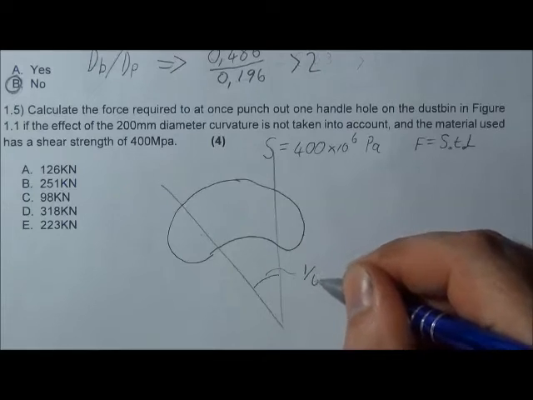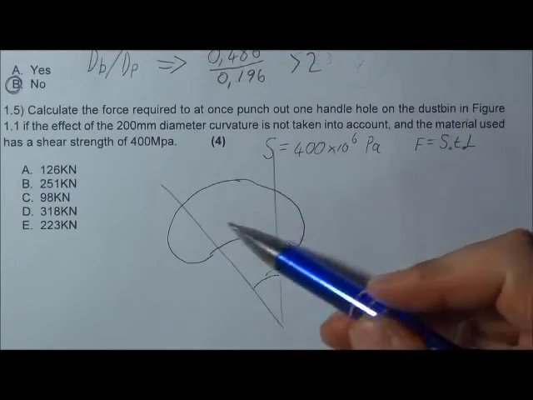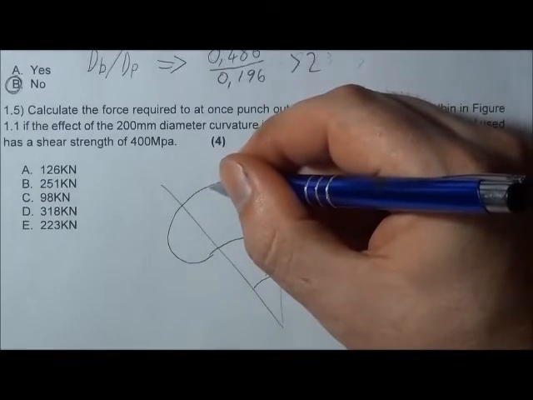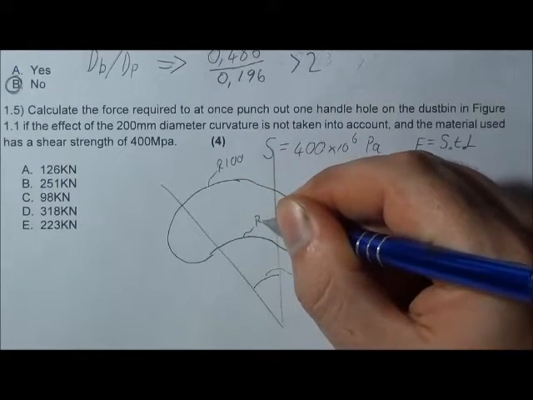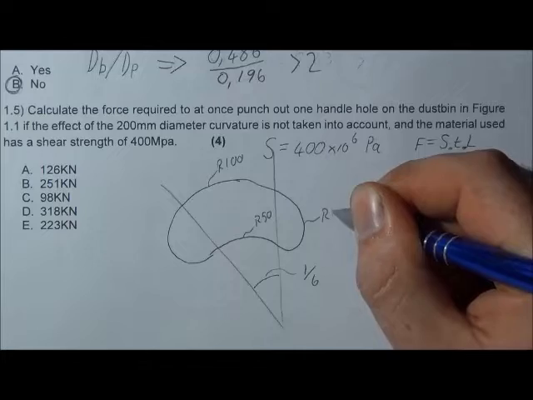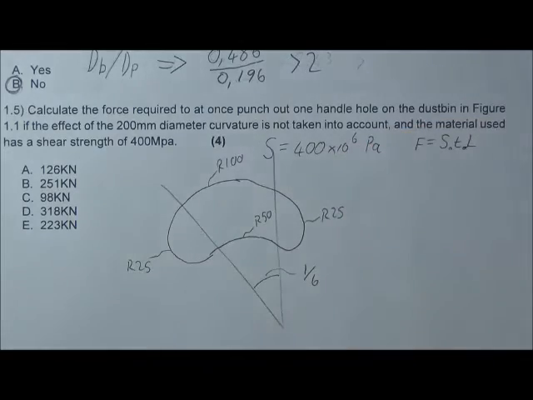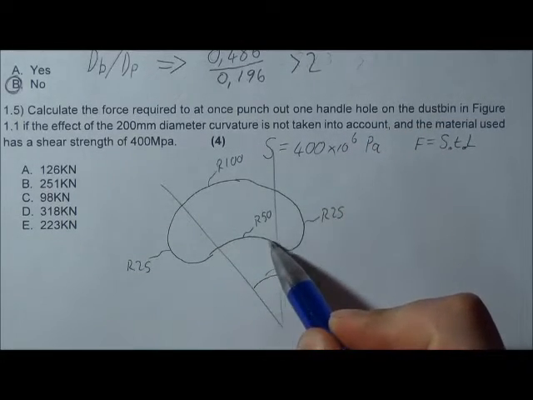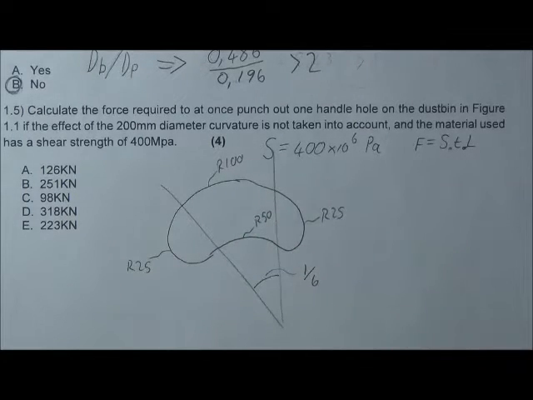So we're given that this shape is 1/6 of a rotation. This radius is 100. That radius was 50. And at the end we had a R25 this side and a R25 on that side. So the length of the cut is basically this outside perimeter of the handle shape. So let's calculate the arc lengths individually.